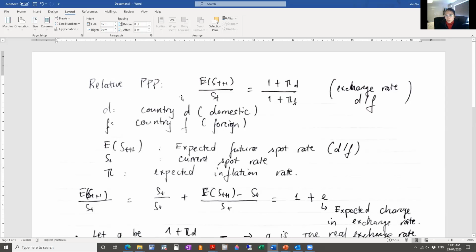So here I've got the relative PPP. On the left-hand side, I've got the expected spot rate in the future divided by the current spot rate. On the right-hand side, I've got 1 plus the inflation rate in country D divided by 1 plus the inflation rate in country F, okay? So the exchange rate here is written as D over F. So this is the price of currency F in currency D, okay? D is for country D, and this is domestic. You can think of it as a domestic country, so Australia. F is for country F, so you can think of this as a foreign country.